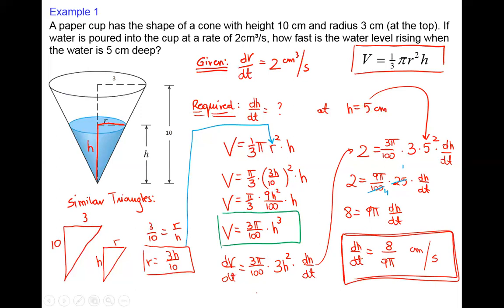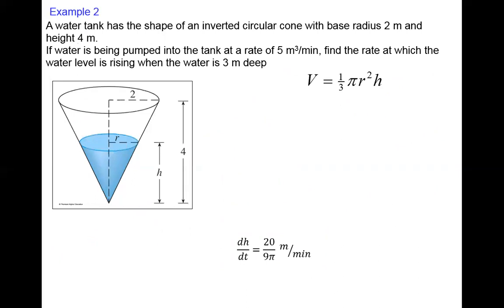That means this is a nice example, since we do have a main relation and we also have an additional relation in order to get a proper connection between V and h. I do have example number 2, which is an identical concept, identical question, just different values. I would like you to practice and try to get the correct answer. And that's the correct answer: 29π meters per minute, just different units.